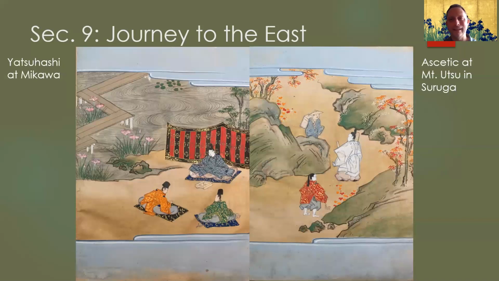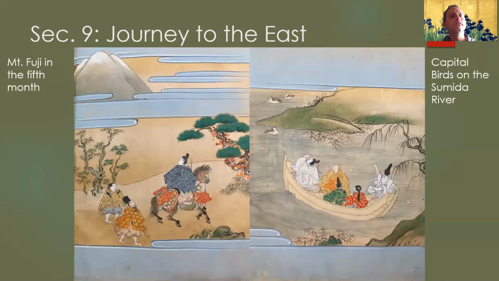And also then quickly after that, he goes to Suruga, where at Mount Utsu he meets an ascetic, or Shugyosha. And then he continues on his journey, and he sees Mount Fuji covered with snow in the 5th month of the old calendar. And then he continues to the Sumida River, where there's an interesting story about the capital birds, or Miyakodori, that he's never seen before.